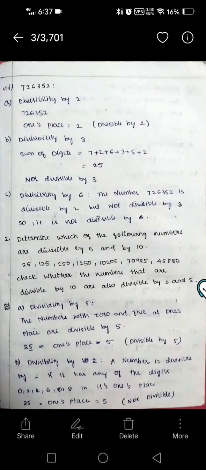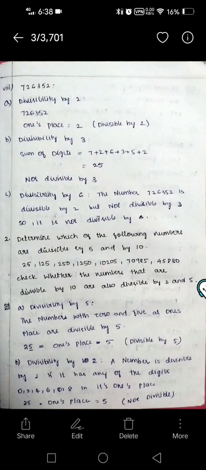3.1 is determine which of the following numbers are divisible by 5 and by 10. And the given numbers are 25, 125, 250, 1250, 10205, 70985, 4580. Check whether the numbers that are divisible by 10 are also divisible by 2 and 5. So, in order to understand how the numbers are divisible by 10 and 5, we have to know the divisibility rules of 5, 10 and 2.